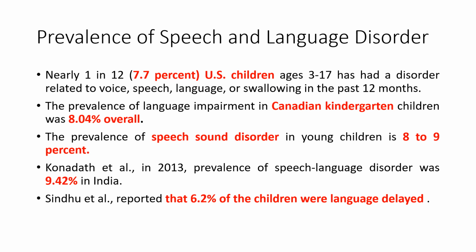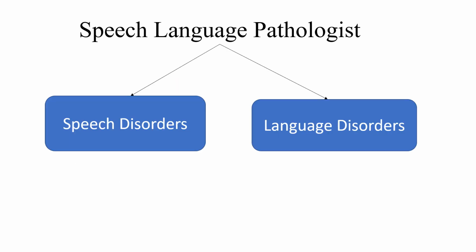There is a study done in India by Kondat et al, and it shows almost 9.42% of children may have a speech and language disorder. There is another study in India done by Sindhu et al, which shows that almost 6.2% of children may have a language delay. So you can see that almost 7 to 9% of children may have speech and language disorder. That's a big number. In every 100 kids, there is a chance that 7 to 9 kids may have speech and language issues. So a speech language pathologist deals with speech disorders as well as language disorders.